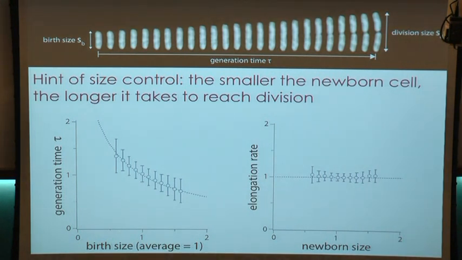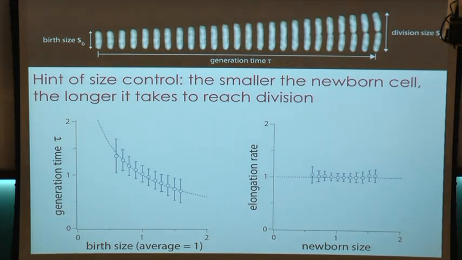This is not due to modulations of the elongation rate of the cells, because as I said, E. coli will do anything to maintain a constant growth rate. So as you can see here, regardless of their birth size, the elongation rate is always constant. The cell is doing something as if to reach a certain desired size at division. So what's actually going on?